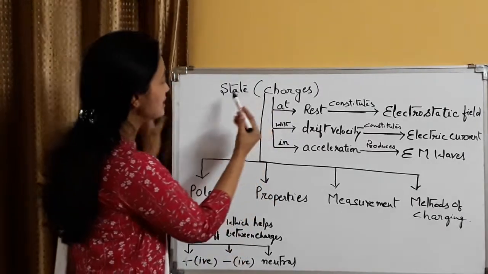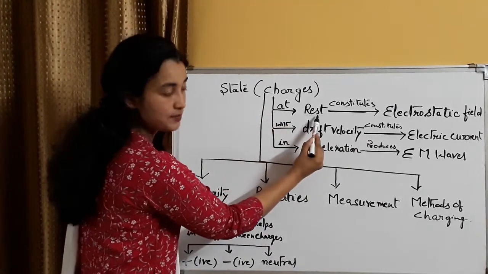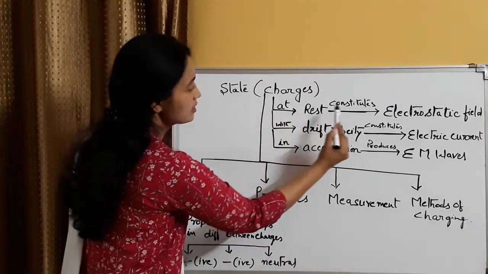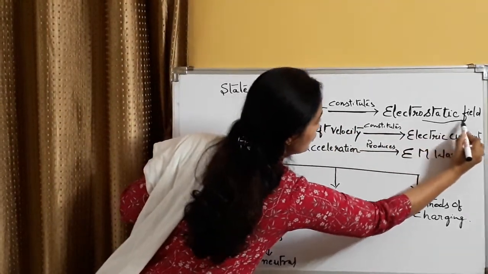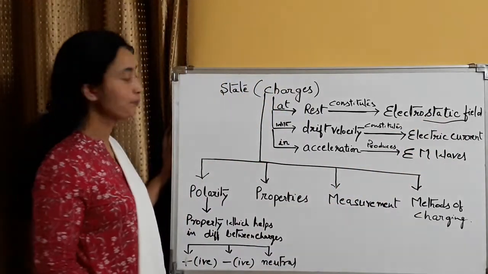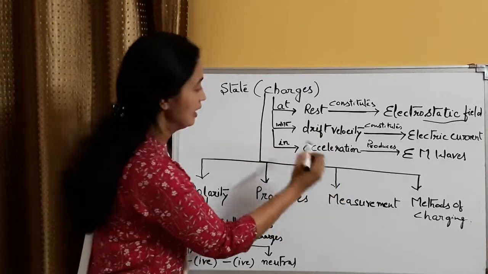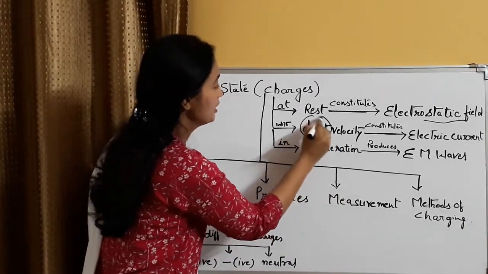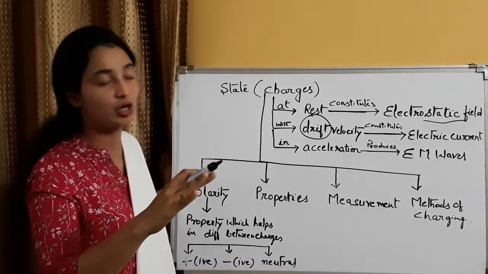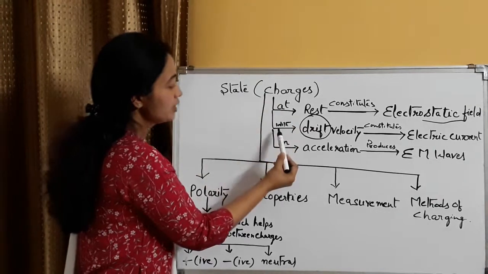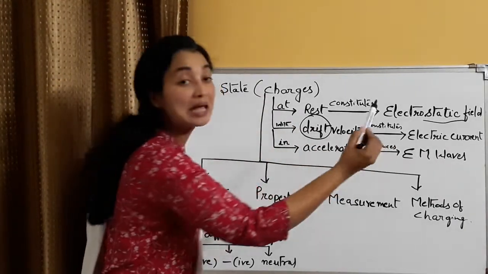So a charge can exist in these three different states. Number one, charge can be at rest. If a charge is at rest, it constitutes an electrostatic field. Again, this word rest you will find in the word itself. A charge can move with drift velocity. This term we will study in the coming chapters, but presently you can take it as constant velocity or uniform velocity. So a charge, when it is moving with uniform velocity or drift velocity, constitutes electric current.